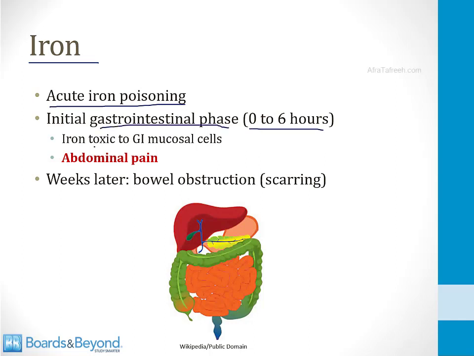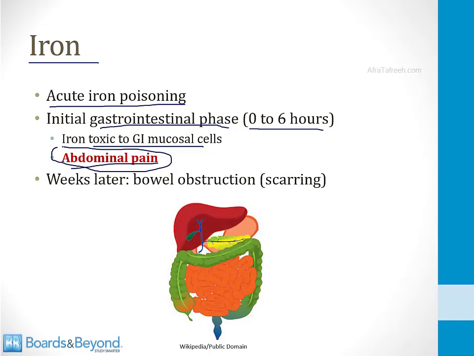And it's called this because iron is toxic to GI mucosal cells, and this will lead to abdominal pain. And I've bolded abdominal pain because this is a classic feature of iron poisoning. Patients with iron poisoning in real life are rare, but when they do come in, they're sometimes misdiagnosed as having gastroenteritis because of the abdominal pain.